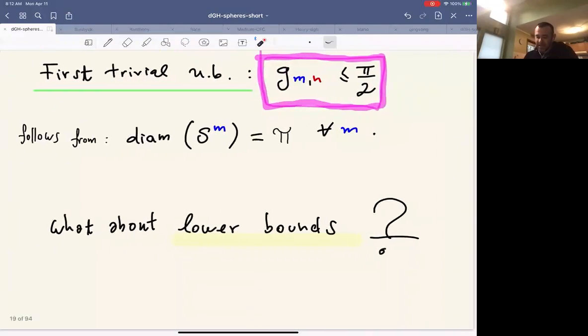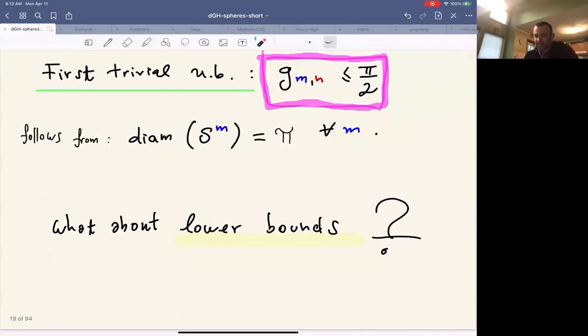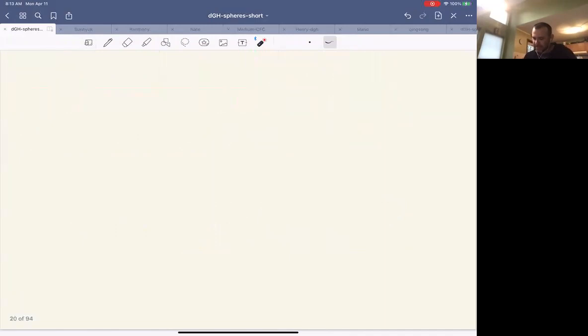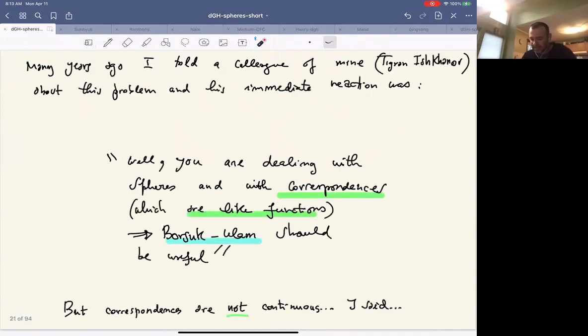Okay, and now we would like to have some lower bounds, and hopefully try to maybe prove that all distances are pi by 2. That's one possibility. Or maybe try to shrink pi by 2 and reduce it a little bit. So this is the beginning of the exploration.